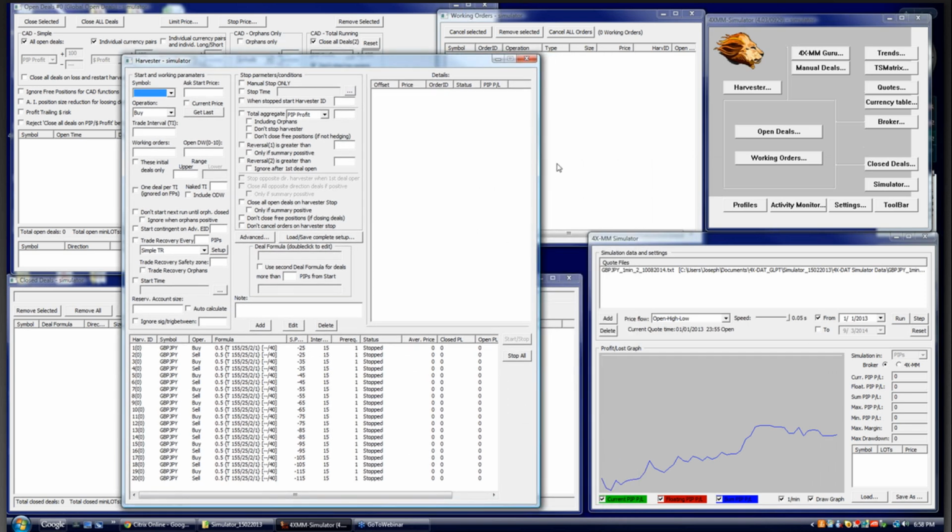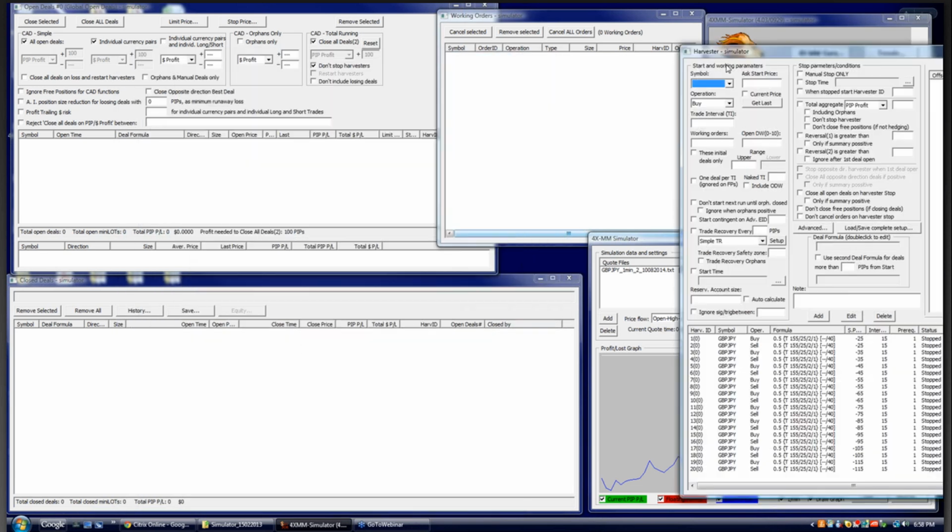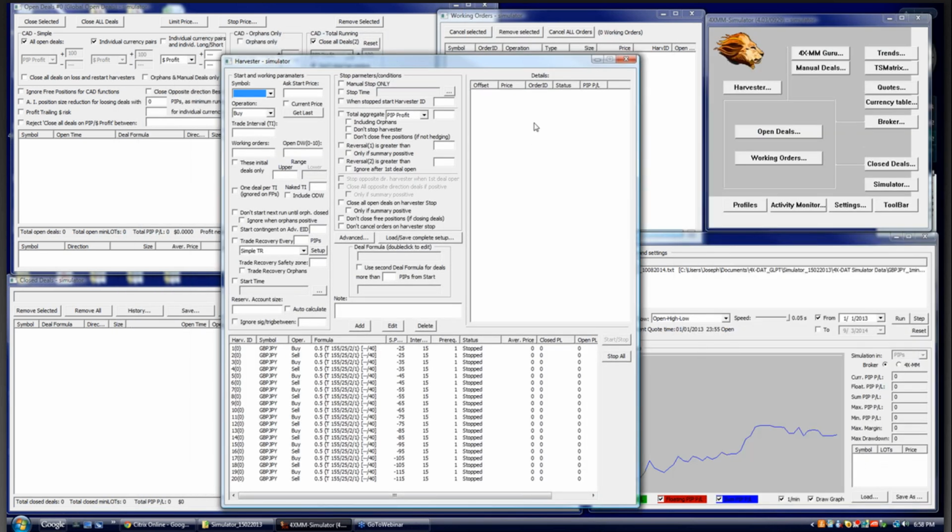I have two screens actually, but you can only see one screen, so I have to kind of squeeze everything onto one screen. The screens that we will not be using, I will just move them away so that we can focus on what it is we really want to talk about.